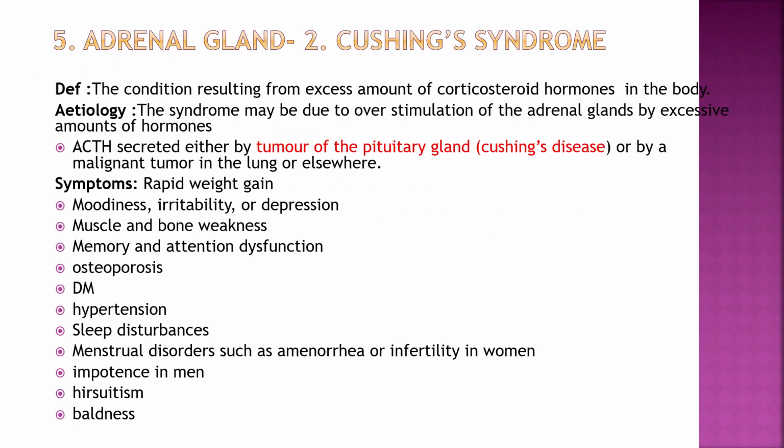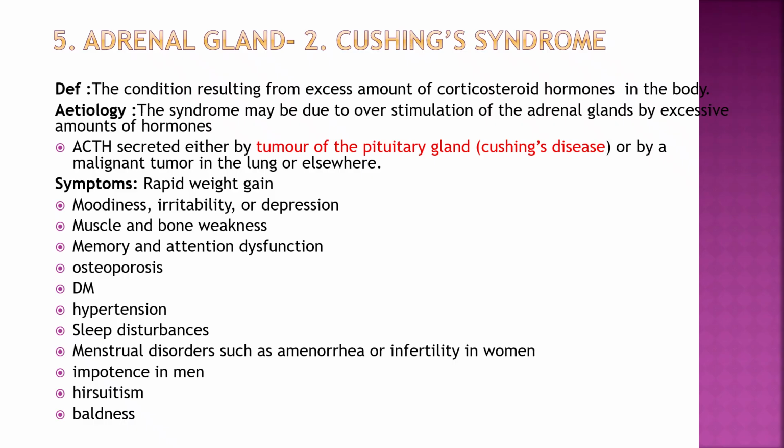Adrenal gland. So oversecretion of the corticosteroid hormone by the adrenal gland causes Cushing's syndrome, and it is because of overstimulation of the adrenal glands by an excessive amount of hormone, that is ACTH. So ACTH oversecretion, if it is because of a tumor of the pituitary gland, is called Cushing's disease, or it may be because of a malignant tumor in the lung or elsewhere.